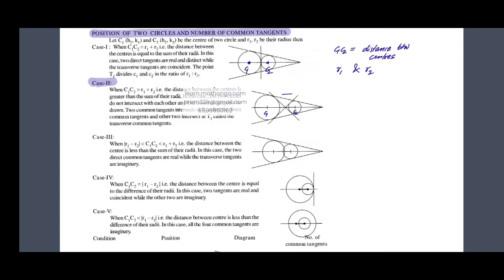Then you can do one thing. You can imagine as if this circle moves closer. So if this moves closer, then they can touch. Then this becomes case 2. Then the circle moves further closer inside.